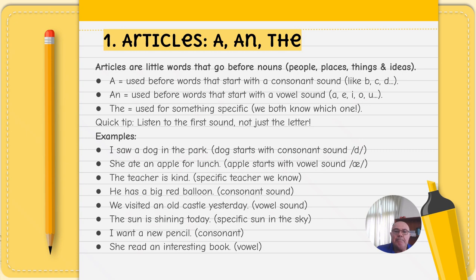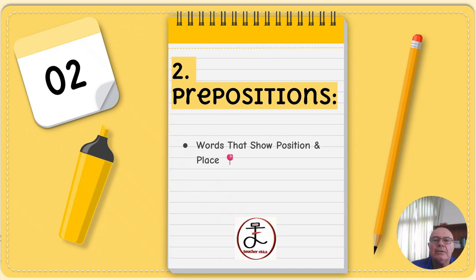He has a big red balloon. B is a consonant sound. We visited an old castle yesterday. Vowel sound. The sun is shining today. Specific, sun, in the sky. I want a new pencil. Consonant. She read an interesting book. Vowel, and so on. Next, we will explore prepositions, the words that show position, direction, and place.